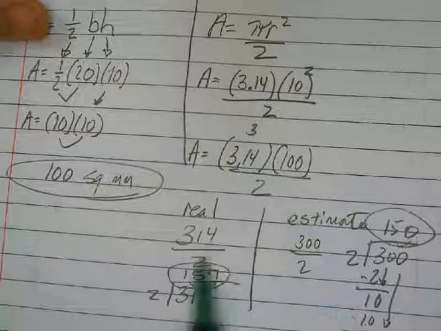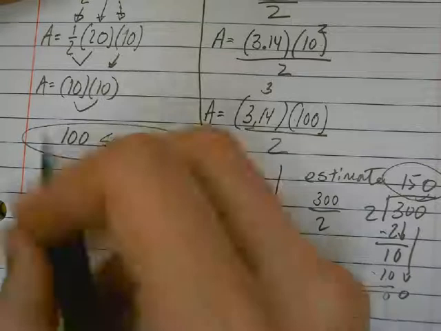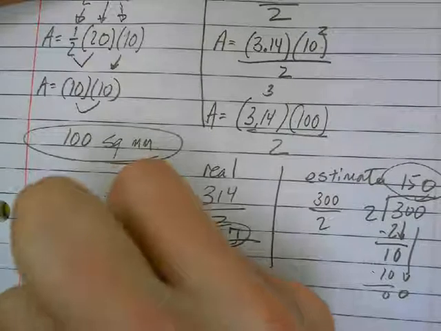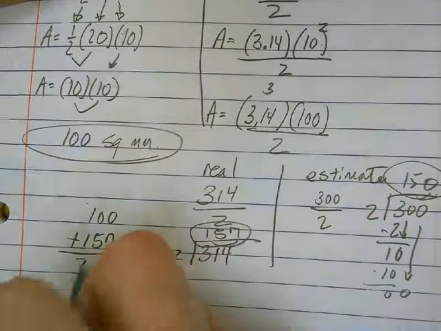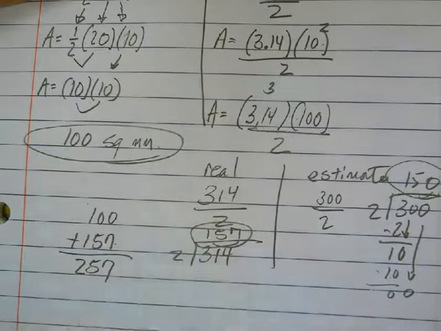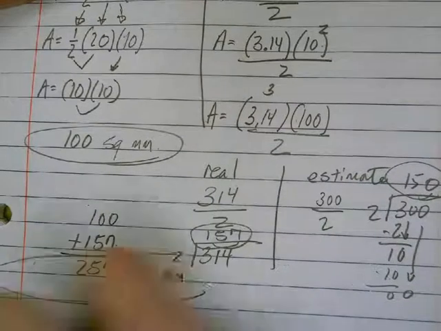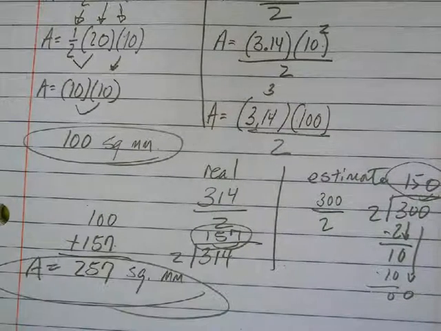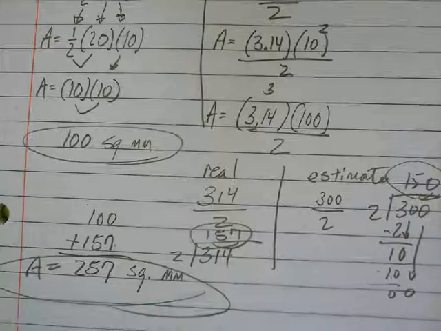Now, I'm not finished with it. I need to combine them because this is just the semicircle piece and this is the triangle piece. So we need to add them. So I'll do 100 plus 157, or if you're in the standard class, you can just add the 150, and we'll get 257. And the idea is, with the estimate, is that it will save you time, and you'll get close enough that you can pick the correct answer.